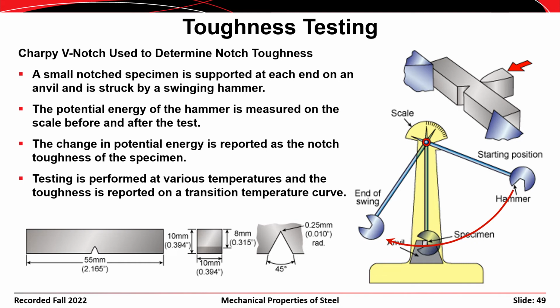The toughness of the material is different for different temperatures. If you have a specimen that's tested at 70 degrees Fahrenheit, it will have a higher notch toughness than a specimen that's tested at, say, 0 degrees Fahrenheit. So typically the toughness isn't reported as a single value. It's usually reported as an energy level at a certain temperature, or as the last item here says, it's presented on a toughness transition temperature curve.